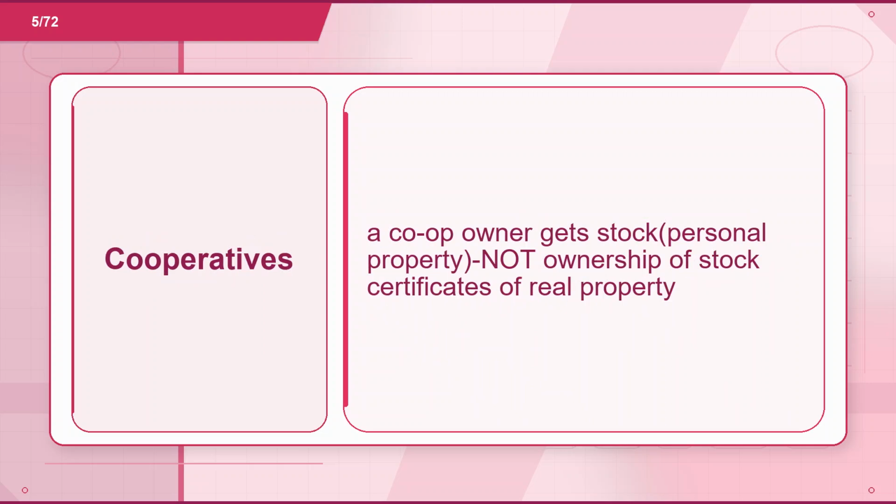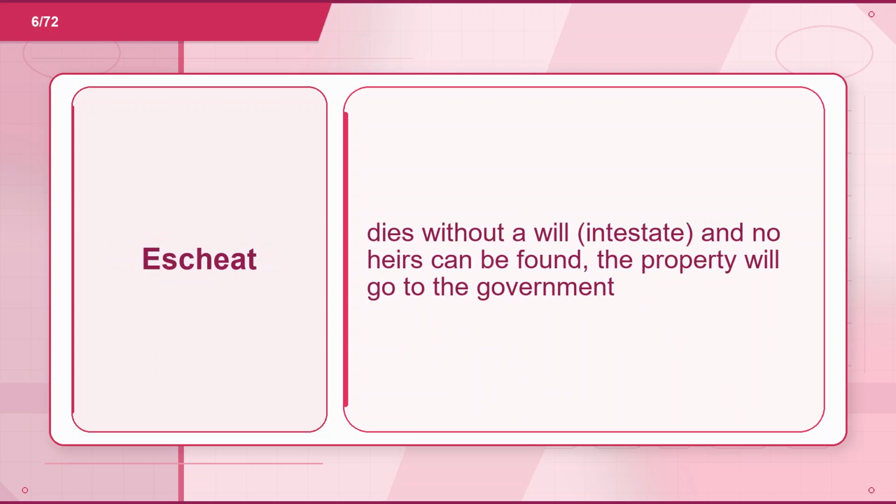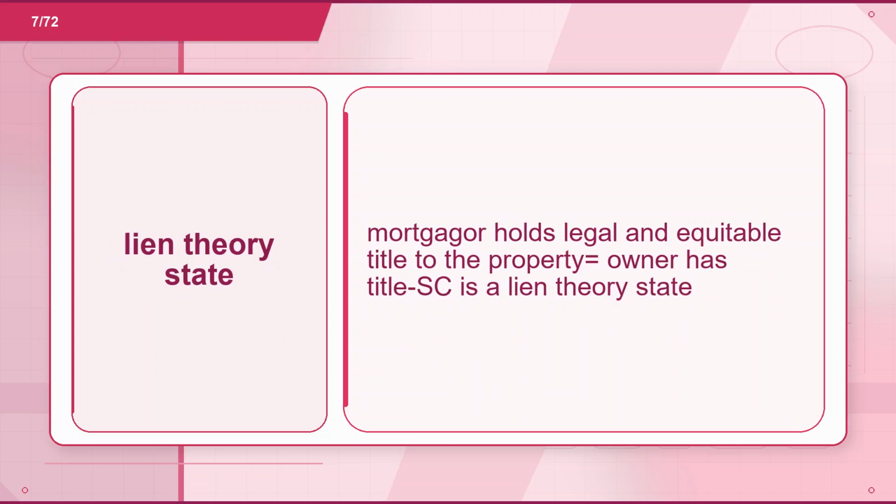Flashcard 5. Term: cooperatives. Definition: a co-op owner gets stock, which is personal property, not ownership of the real property. Flashcard 6. Term: escheat. Definition: if someone dies without a will, intestate, and no heirs can be found, the property will go to the government. Flashcard 7.